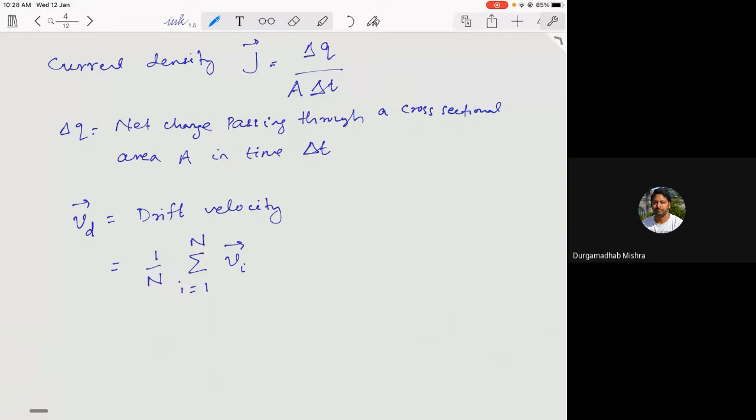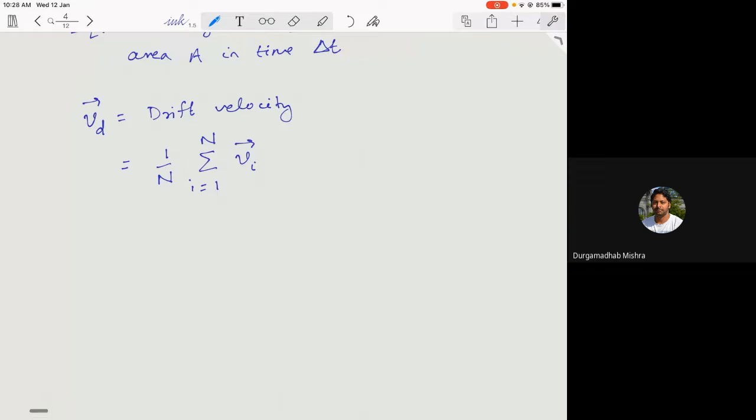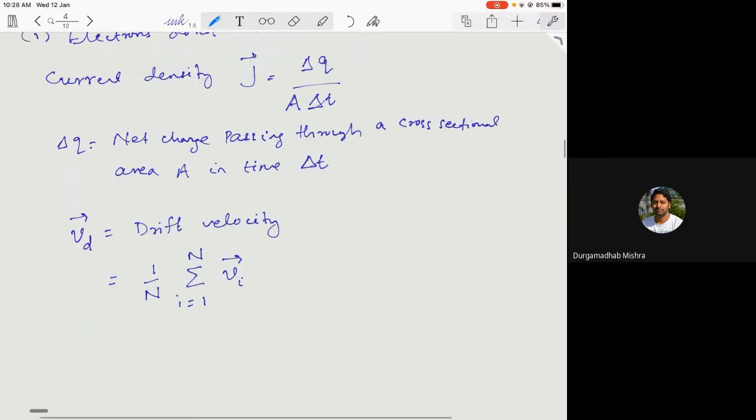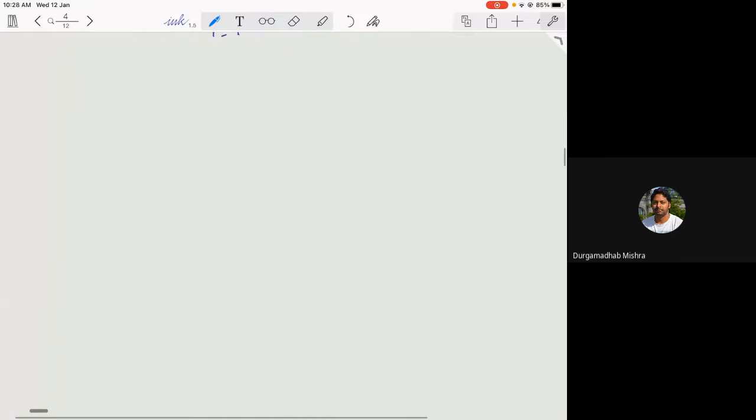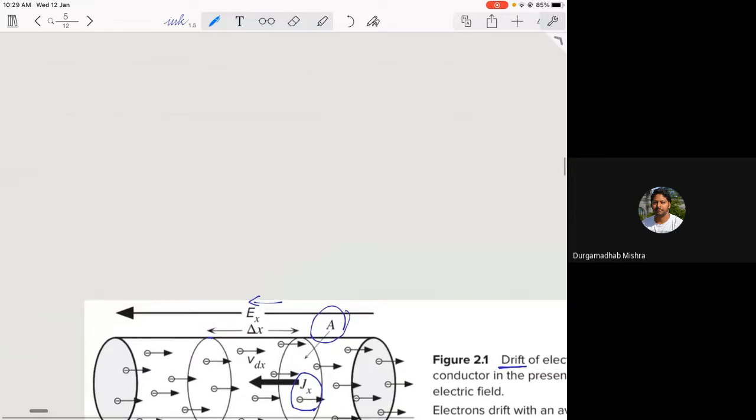Okay, so now in order to calculate the relation between J, our electron current density, and the drift velocity, we'll do a little bit of mathematics. I think maybe you already know that. So what we need to calculate is delta Q. This is the picture we have. We want to calculate delta Q by delta T.